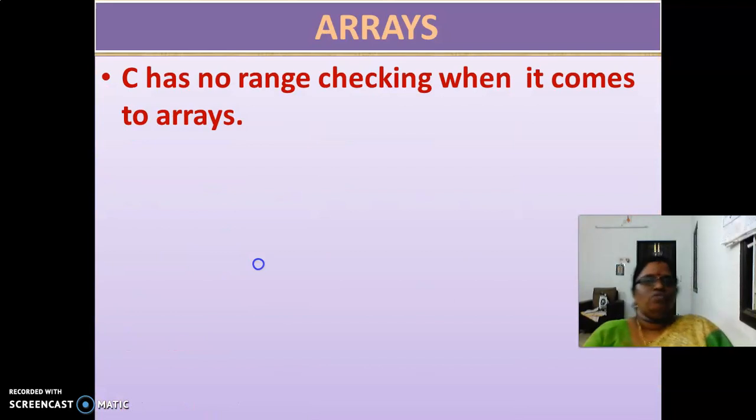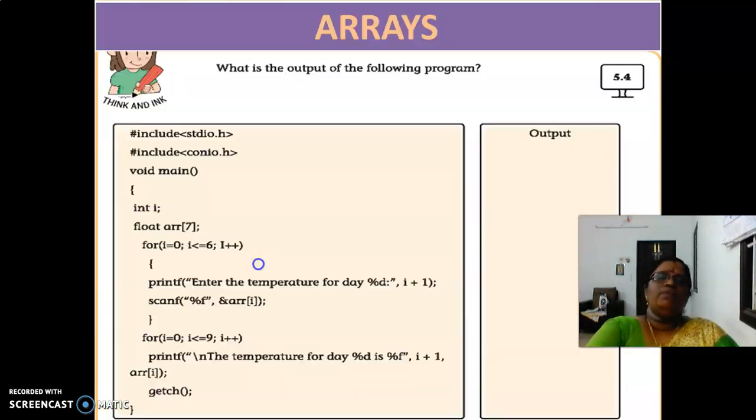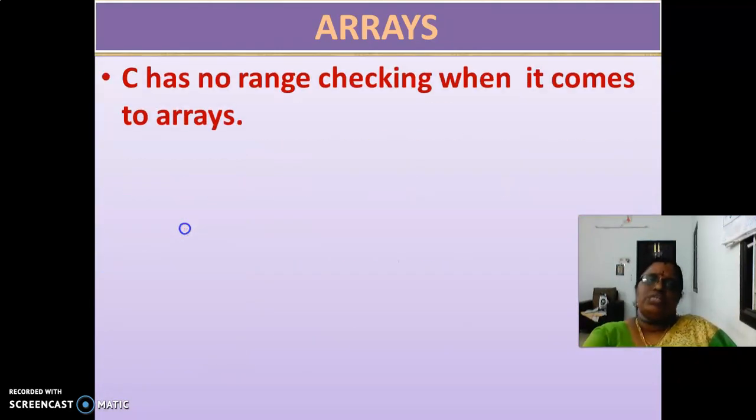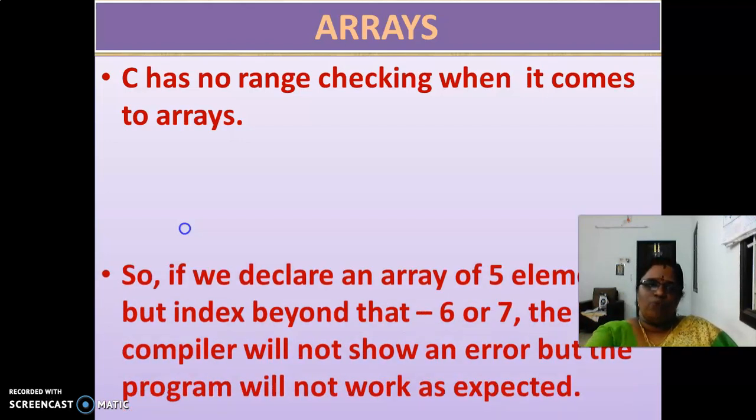So, C has no range checking when it comes to arrays. What is meant by range checking, ma'am? Okay, we have specified an array consists of a maximum of 10 elements, right? Here also, we have seen a float array with a maximum of 7. But if I give values after 7 also, it will accept them, but it will not be the same, and there will not be any error. Error will not also be produced. So, there is no range checking when it comes to arrays.